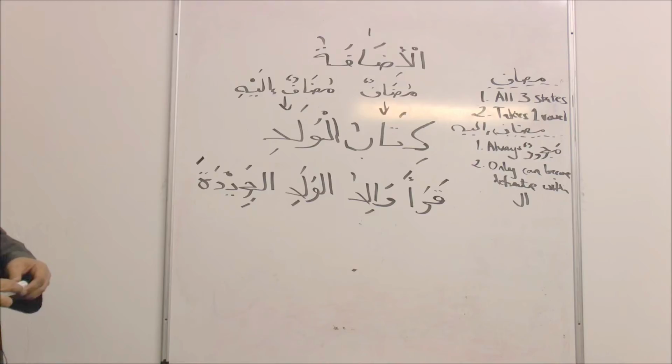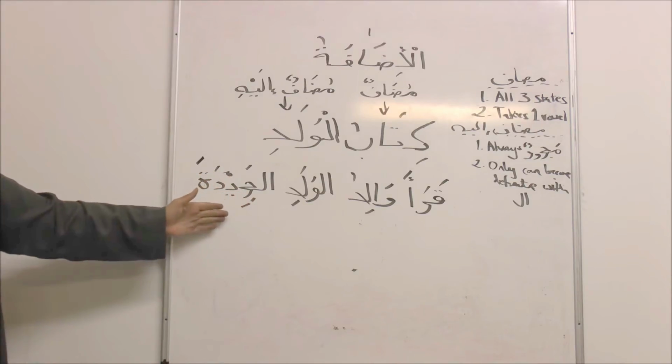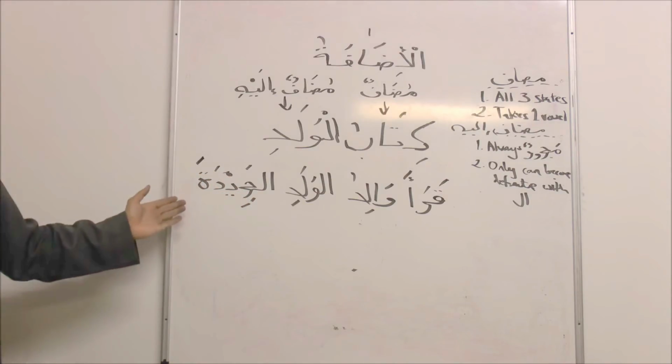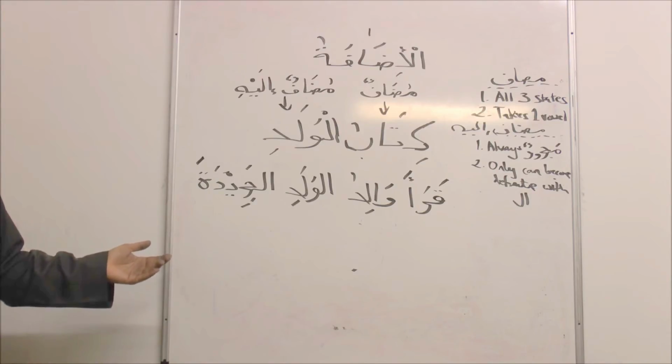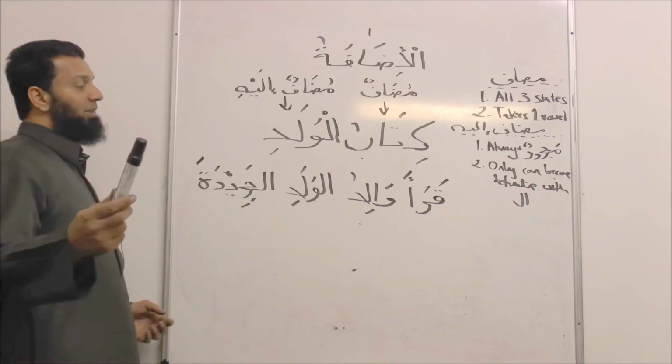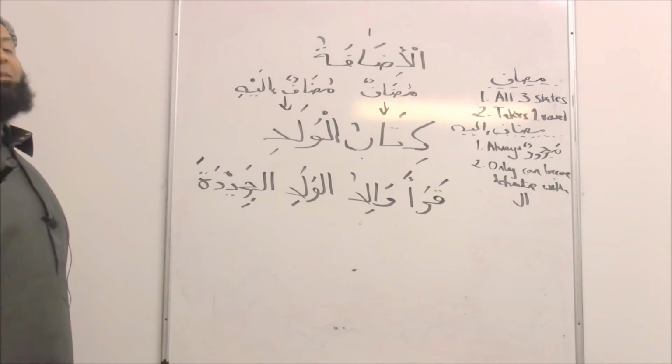That's it. قرأ والد الولد الجريدة. Right, Muhammad, what's wrong? I just get confused. About what?